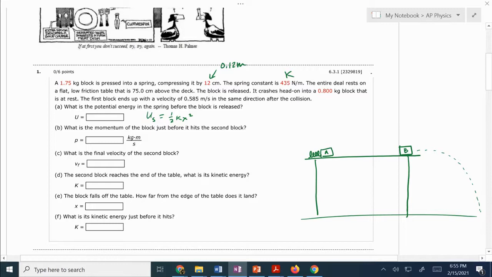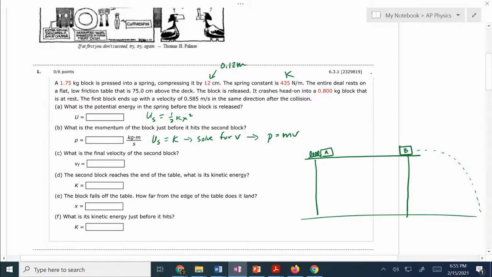What is the momentum of the block just before it hits the other one? Basically, you just need to figure out the velocity. Set your spring energy equal to your kinetic energy, solve for v, and then plug that into p equals mv. It starts out with elastic energy, which is turned into kinetic energy of block A. Solve for the velocity, then take that velocity and plug it into p equals mv.